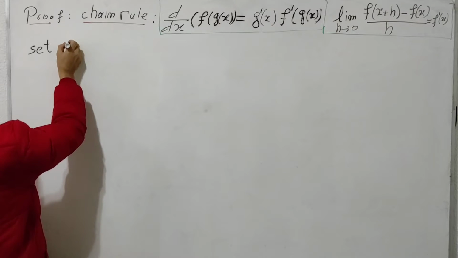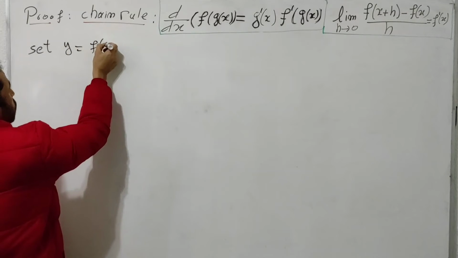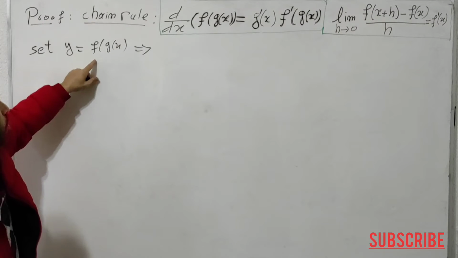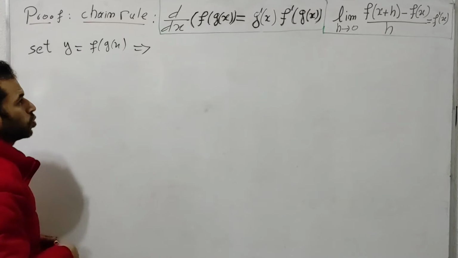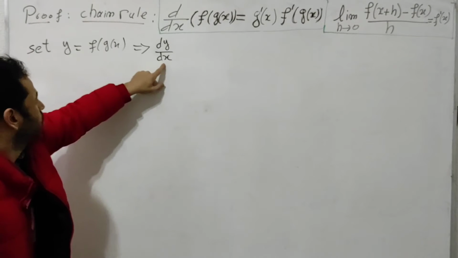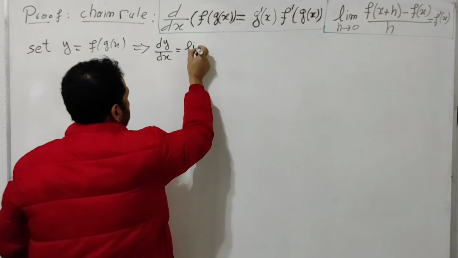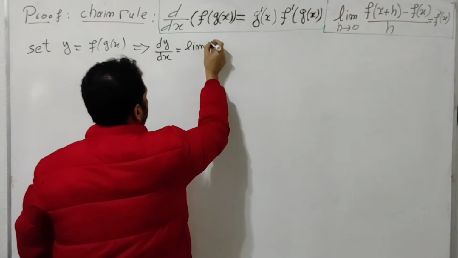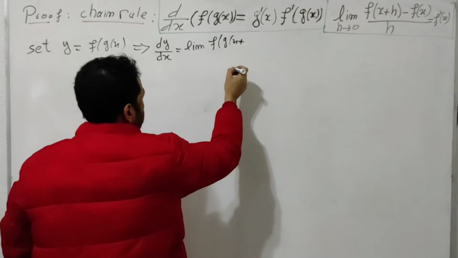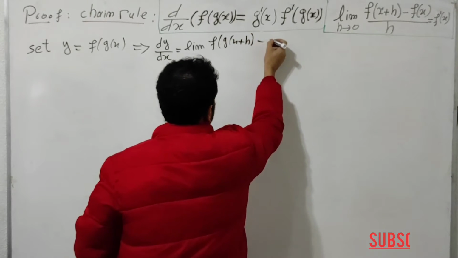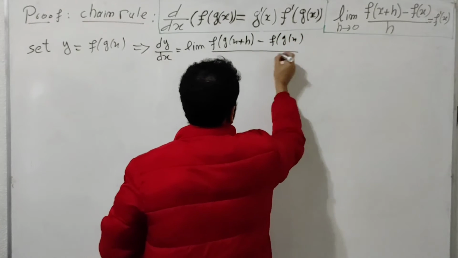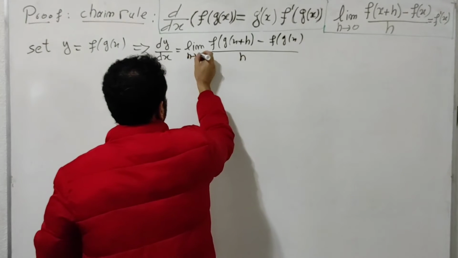Let's set y equal to f of g of x. I'm going to apply the first derivative function on both sides. Notice we have the composition form of this function. We are going to use that rule of the derivative function definition. The first derivative function with respect to x equals the limit of f of g of x plus h minus f of g of x, divided by h, as h goes to 0.